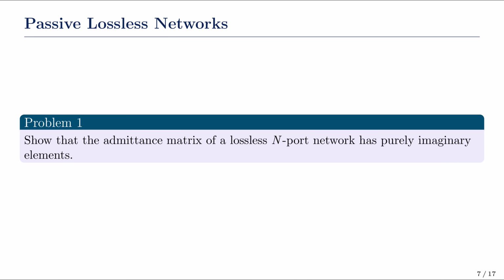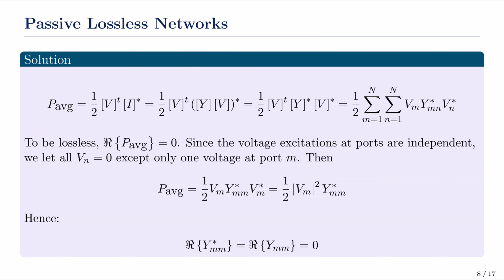We now formulate the corresponding result for the admittance representation. The problem is to show that the admittance matrix of a lossless n-port network has purely imaginary elements. The proof follows the same general idea as the previous derivation, but this time we express the port currents in terms of the port voltages using I equals Y times V. We again impose the fundamental condition that the real part of the average power absorbed by the lossless network must be zero. Starting from the average power expression, we substitute the admittance relation between the current and voltage vectors.